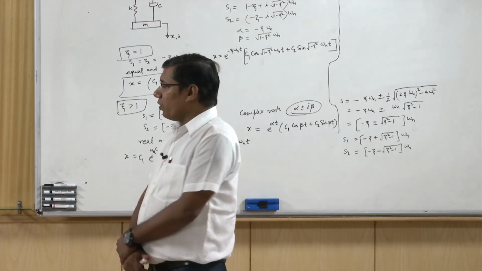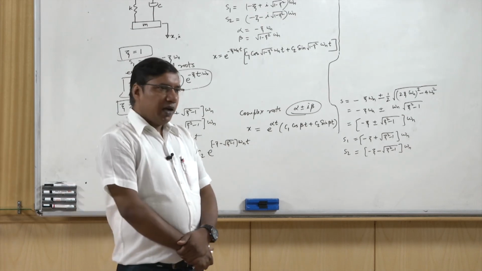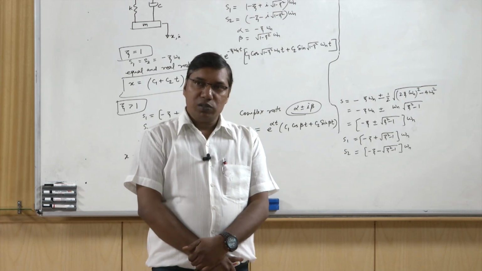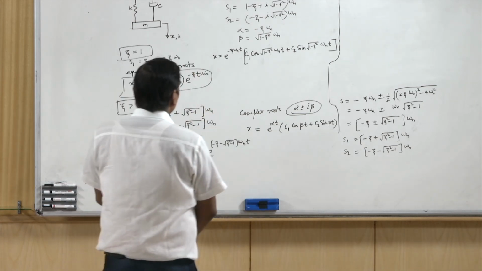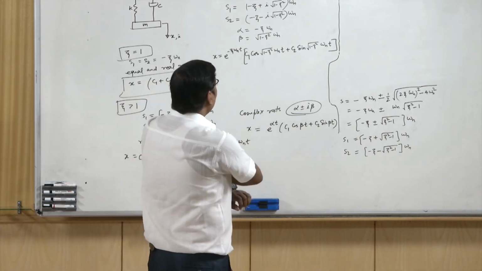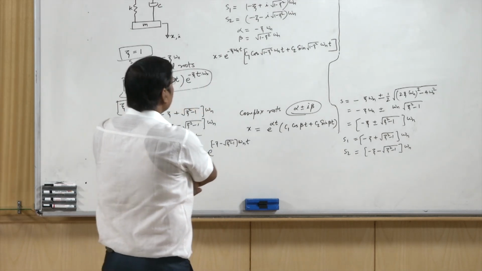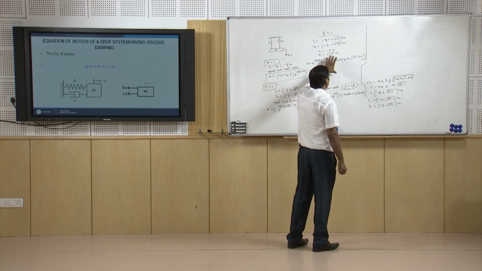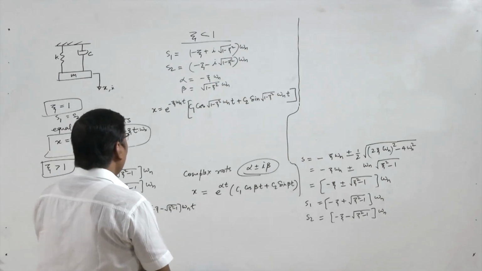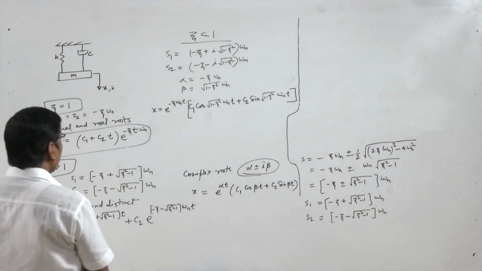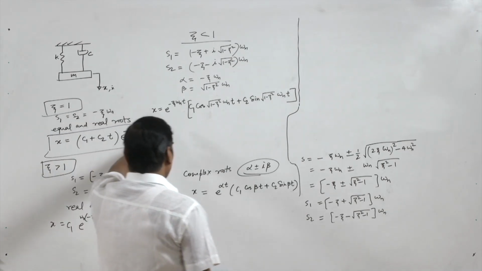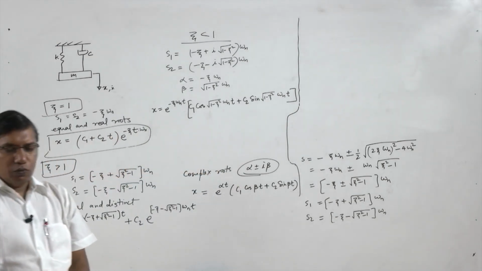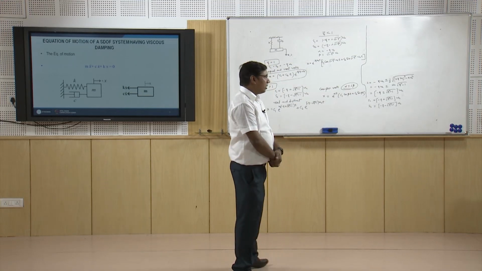However, for the case when the damping factor zeta is less than 1, we get complex pair roots, minus zeta plus or minus i root 1 minus zeta square omega n. We have alpha and beta, and we write x equal to e power minus zeta omega n t, C1 cos root 1 minus zeta square omega n t plus C2 sin root 1 minus zeta square omega n t.